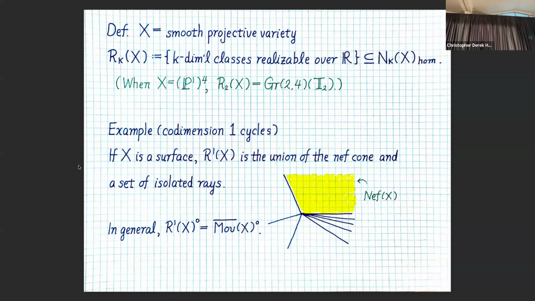So it makes sense to ask about the positive realizable cycles. And in general, when X is an n-dimensional thing, for the codimension 1 realizable classes, if you take the interior of it, so that you kill all the sporadic negative cycles, you can show that it is actually the cone of movable divisors: the cone generated by the divisors that are movable, where the base locus has no fixed component.